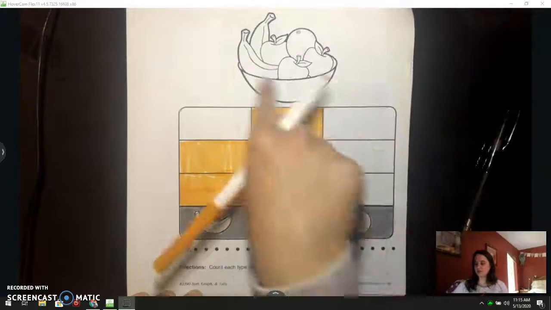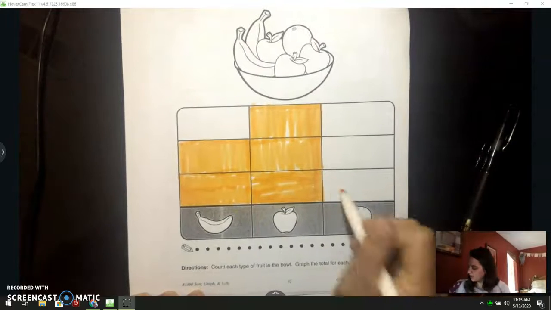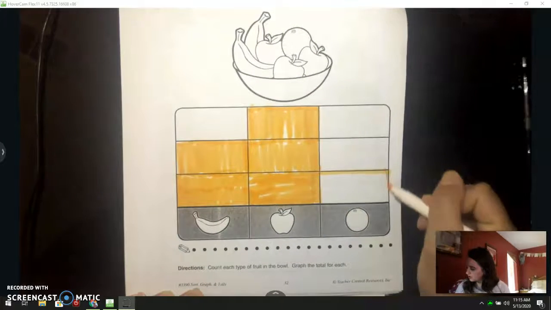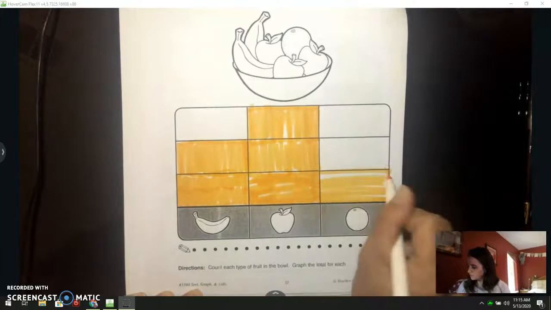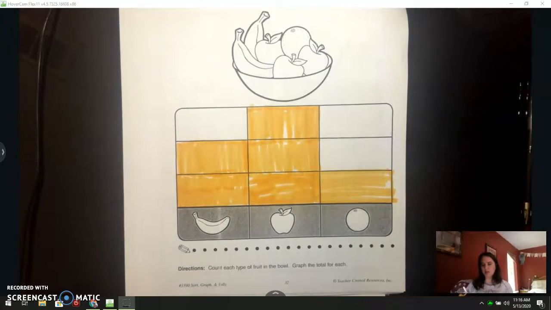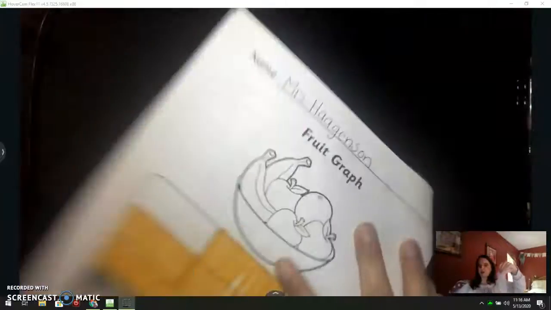Next I have an orange. How many oranges are in my fruit bowl? I only see 1. So we color the 1 rectangle closest to our picture. And now my graph is finished. We have a cutting page to do, so rip it out from the back of your packet.